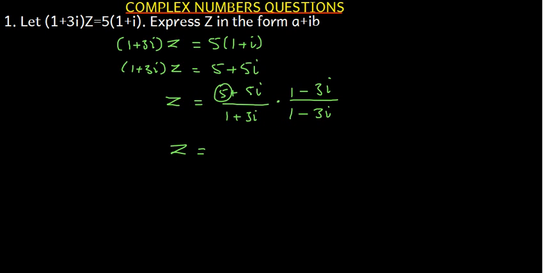So 5 times 1, that is going to give us 5. 5 times negative 3i, that is going to give us negative 15i. And then 5i times 1, that will give us 5i. 5i times negative 3i, that would be negative 15i squared.